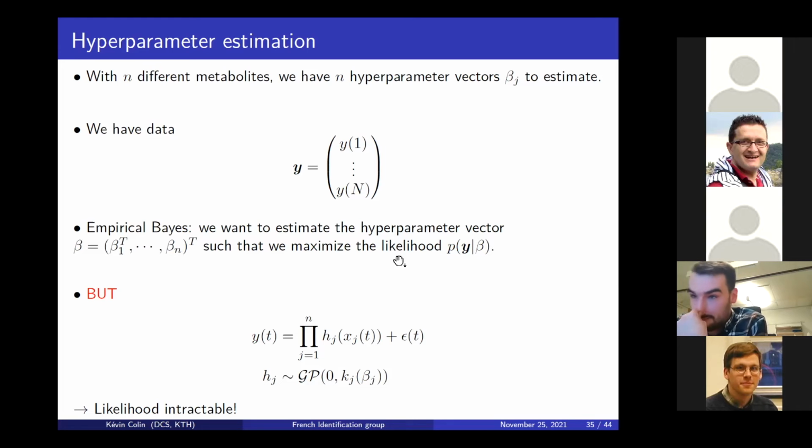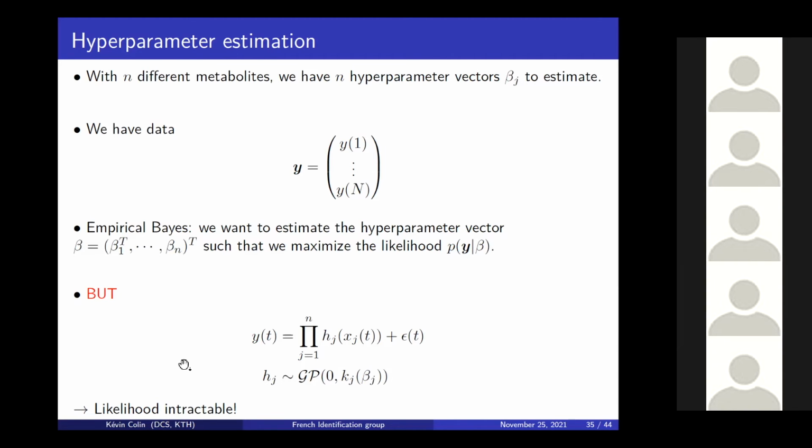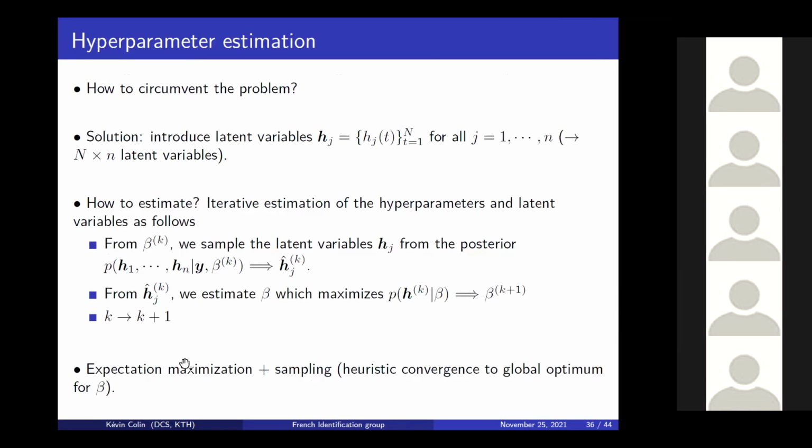But the problem is that because of the modeling we have considered, here we have a product of Gaussian processes. And so the likelihood will be intractable. We don't have a closed form expression of the likelihood in this case. And so we can't really perform the optimization directly like this. So we have to find a way to circumvent the problem.